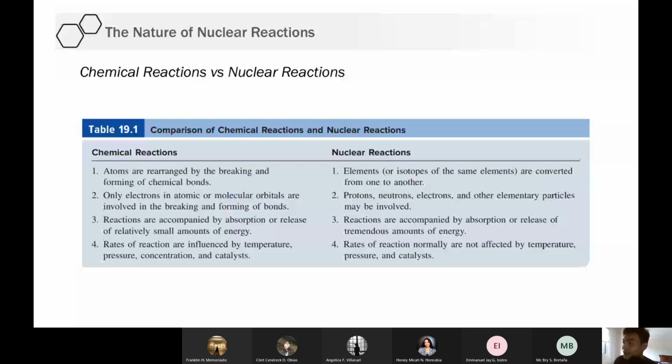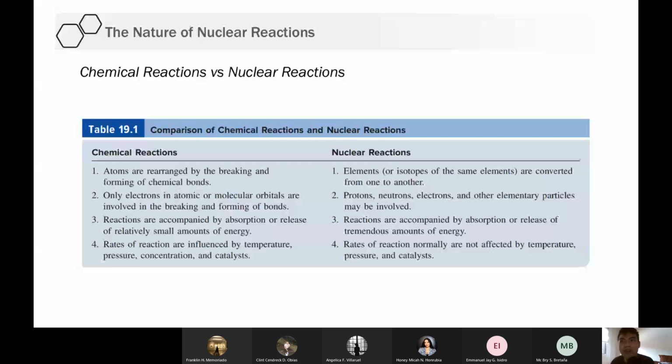So, yan. So, paano siya naging weird? Basahin natin itong number 1. Elements are converted from one to another. Okay? So, kasi kapag chemical reaction, yung element natin hindi nagbabago, di ba? Sabi yun, law of conservation of mass, no? Pero, kapag nuclear reaction, yung element nagbabago. Okay? So, kunwari, from nitrogen, magiging carbon siya.